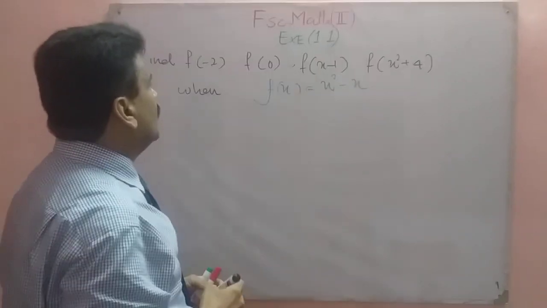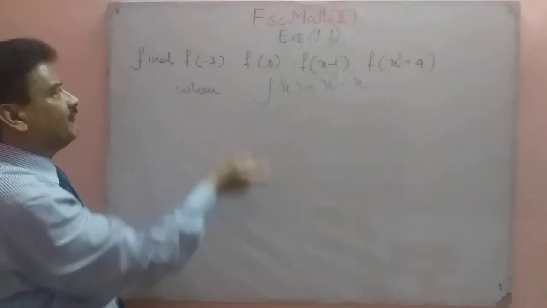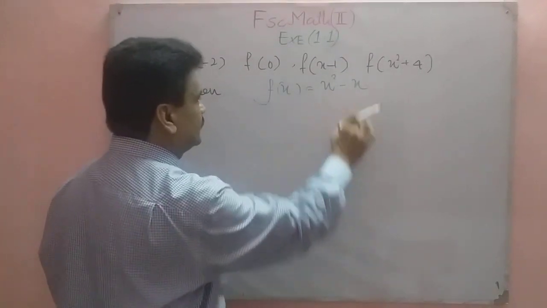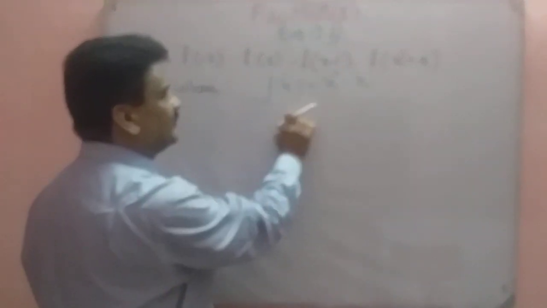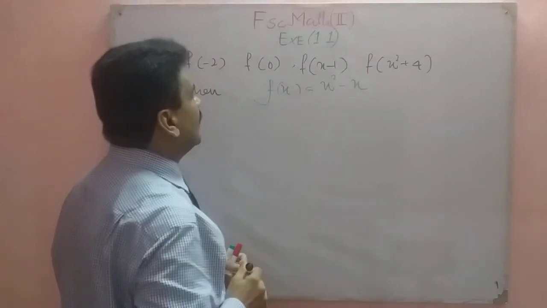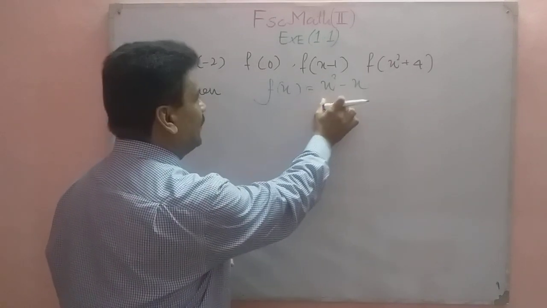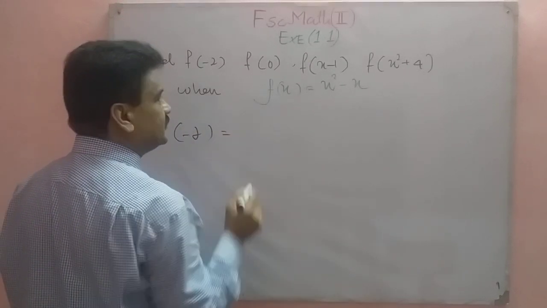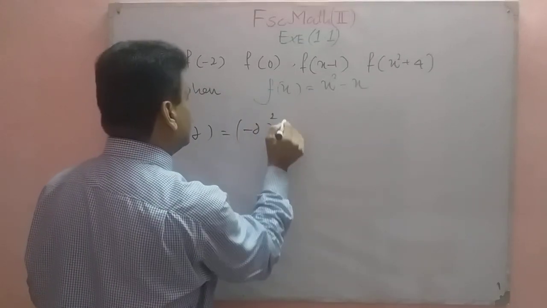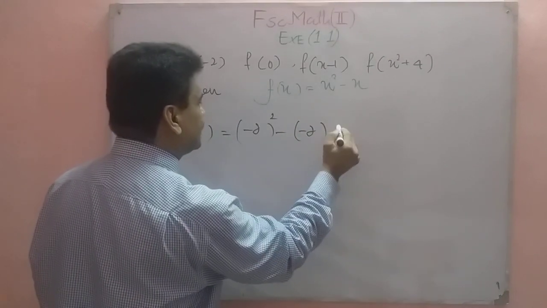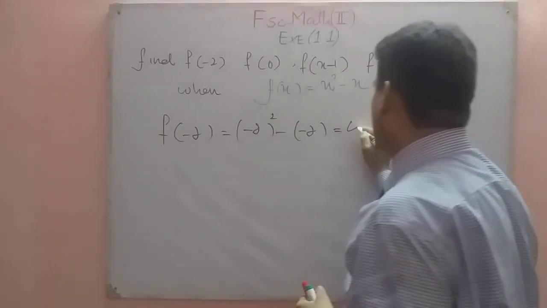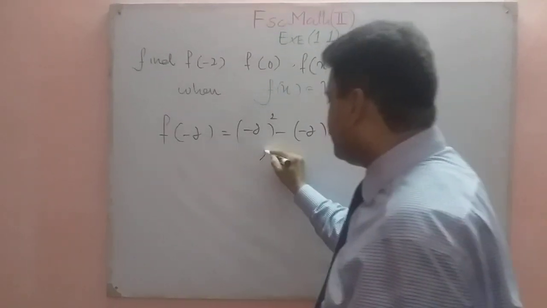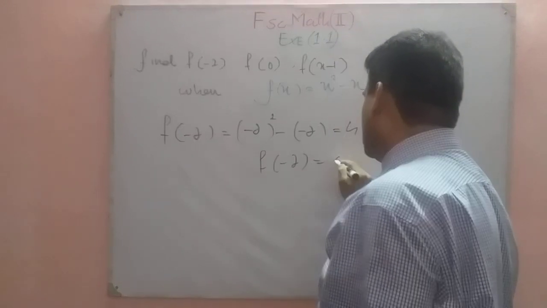to minus 2. To find f of minus 2, or the image of minus 2, we just replace x by minus 2 in this function. The function is given: f of x is equal to x square minus x. We replace x by minus 2 on both sides. We get f of minus 2 which is equal to square of minus 2, minus multiply minus. We will get 4 plus 2 makes 6.